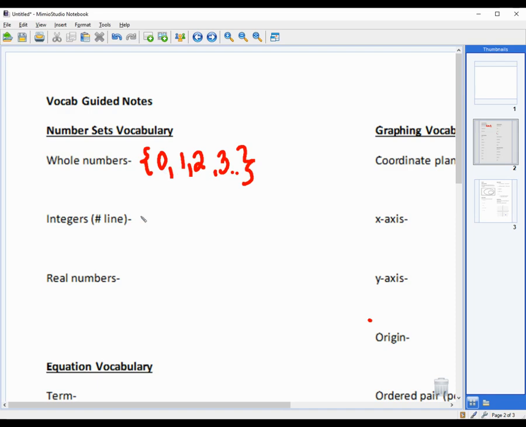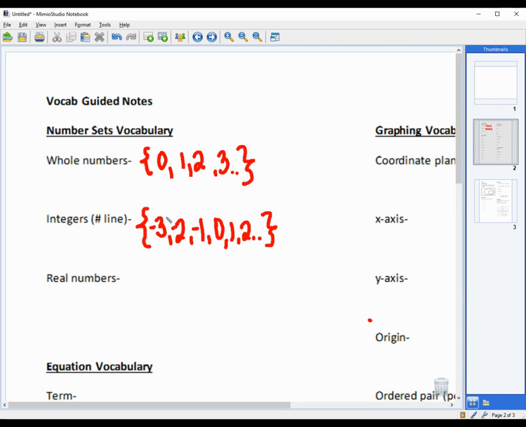Okay, integers. Think of a number line. For integers, we're going to have negatives and positives. So we'll have -3, -2, -1, 0, 1, 2, and so on. This goes in both directions. Our negatives will go on forever, our positives will go on forever, and those are our integers. Notice we also have 0 in here as well. So if you look at both of these sets, it looks like whole numbers are in integers, but integers do not include whole numbers.